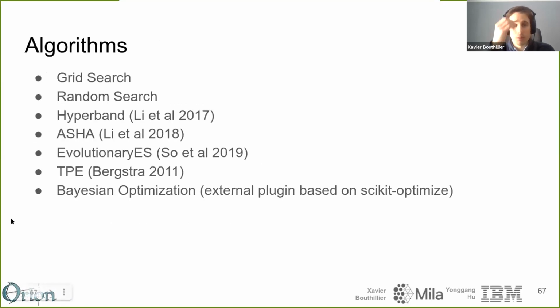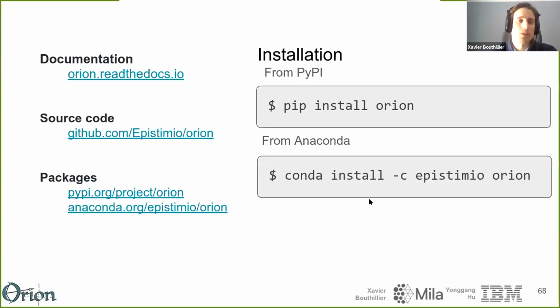And we have a couple of algorithms: grid search, random search, Hyperband and ASHA, as I covered. There's also this evolutionary ES, which is some kind of combination of an evolutionary algorithm with Hyperband. There's TPE, the tree-structured Parzen estimator, and Bayesian optimization, which is an external plugin wrapping scikit-optimize. So that's it for the quick overview. It's open source, so you have a link here to the documentation and source code. It's also easy to install from PyPI or Anaconda.